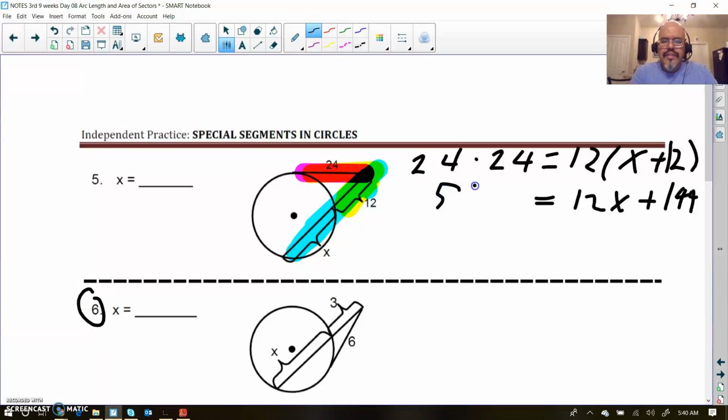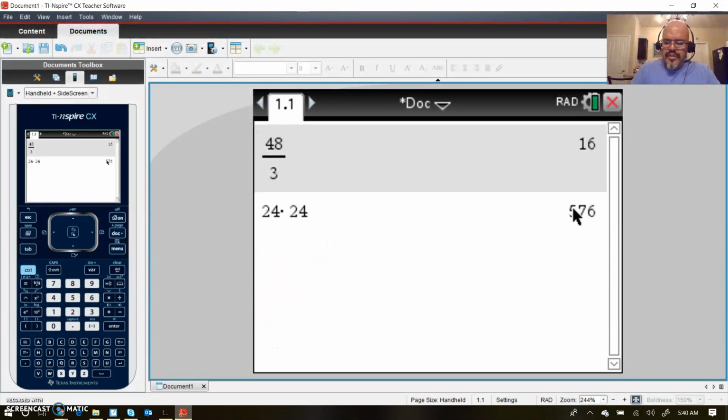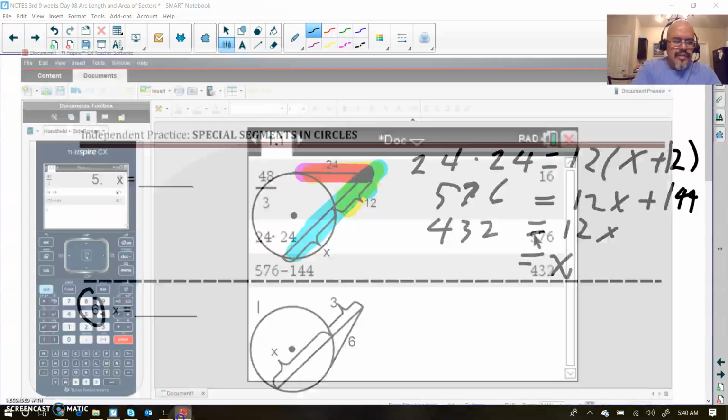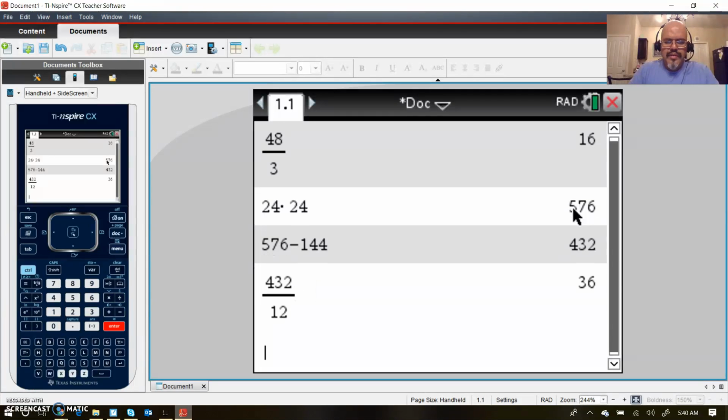So it's 576. We're going to subtract 144 from both sides. I'm going to do that with the calculator. So that's 432. So 432 equal to 12x. Divide both sides by 12. So let's see, divided by 12, 36.